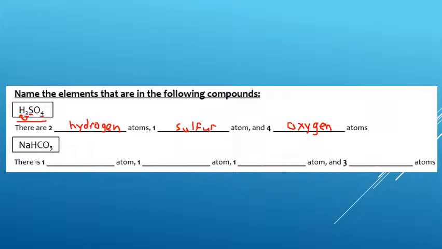The next one, we're looking at NaHCO3. That first one is sodium. We have 1 of those. The second one has no subscript either, so we have 1 hydrogen atom. Followed by 1 atom of carbon. And finally, at the end there, we have 3 atoms of oxygen.